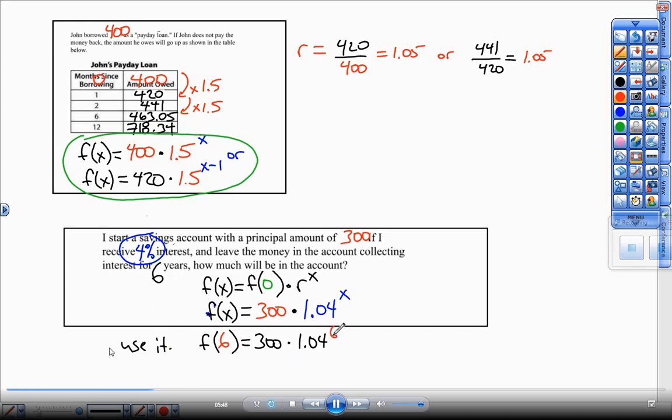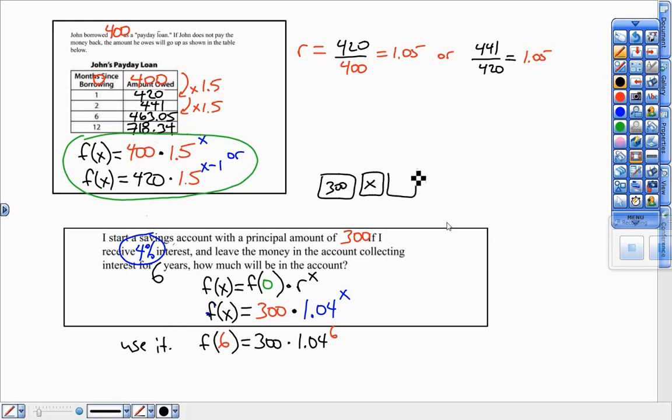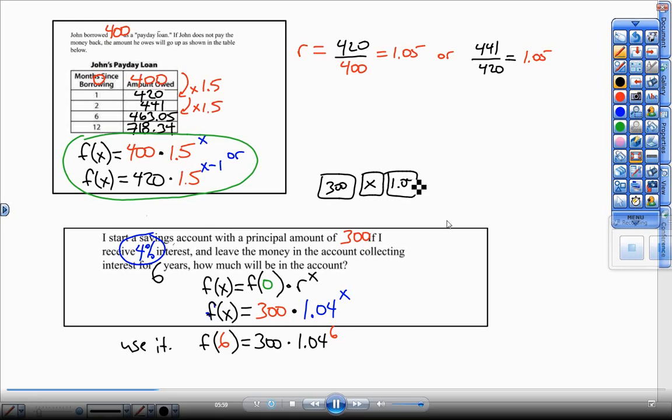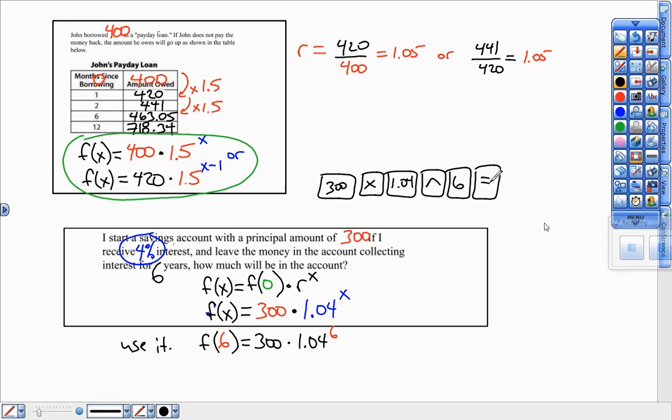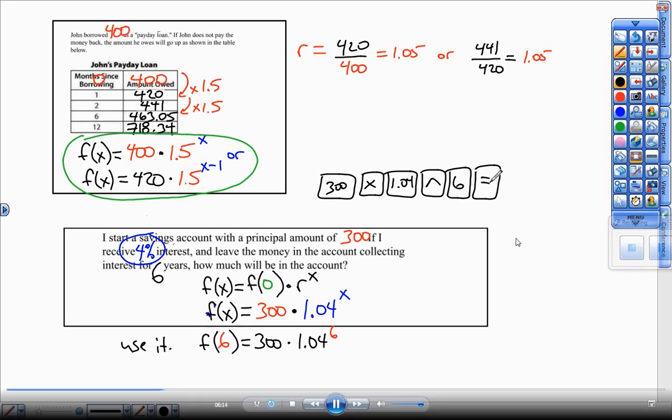I want you to type all these numbers in your calculator right away. Type in the 300 times the 1.04, raise that using the little caret button to the 6th power, hit equal, and I'll show you how to round. So that answer gives me, and since we're rounding to money, we're going to round to 2 decimal places.